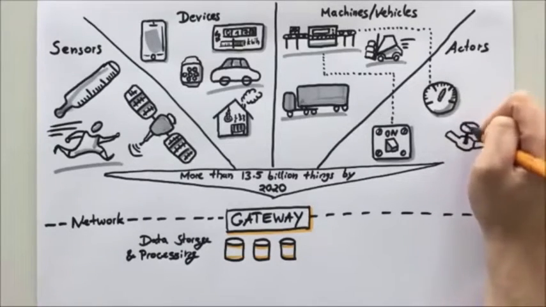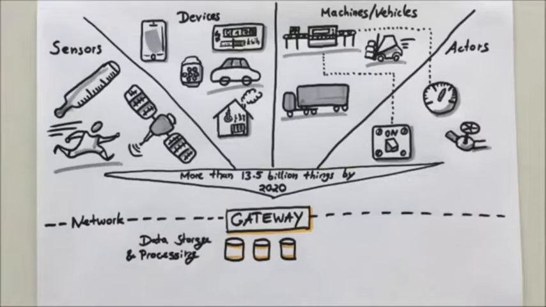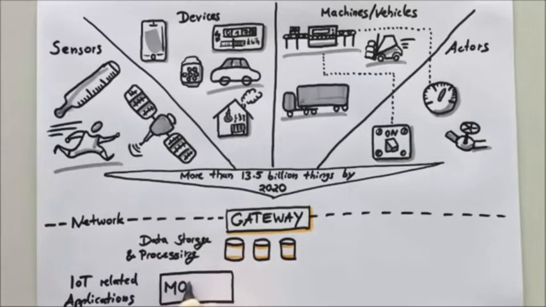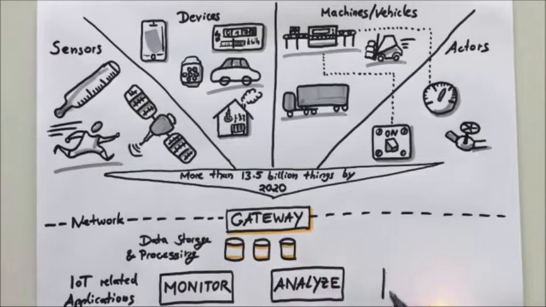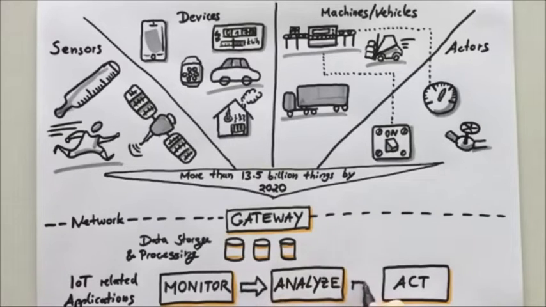In fact, another interesting part comes into play here: the IoT-related applications. Generally speaking, these applications help us to monitor, to analyze, and also to act. The monitoring helps us to understand the current condition of sensors and actors, ultimately the devices. The analysis of the data can help us to find interesting patterns or even to make predictions, such as the ideal time for a machine to be given its next service.